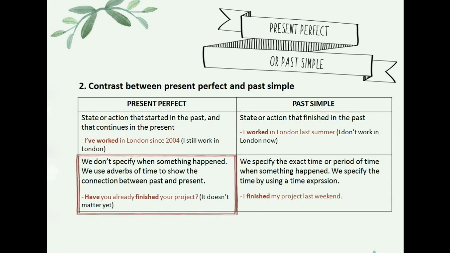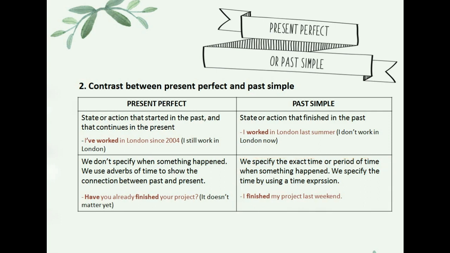The second main difference, which is a good way to differentiate it, is that with the present perfect, we don't specify when something happened. So we use adverbs of time to show the connection between past and present. Like, have you already finished your project? It doesn't matter. And with the past simple, we specify the exact time or period of time when something happened. We specify the time by using a time expression. I finished my project last week.